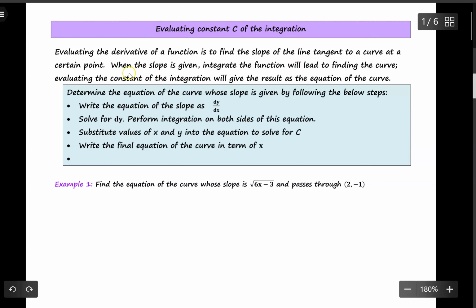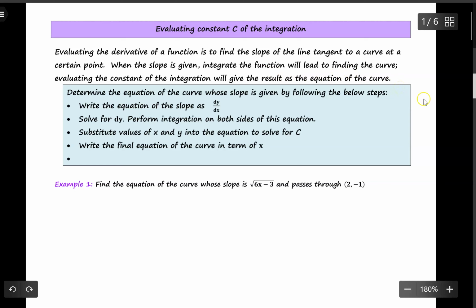And then what about integrations? Okay, so what happens when the slope is given to you? If the slope is given to you, if you integrate the function, it will lead to finding the curve. So evaluating the constant of the given integration will give the result as the equation of the curve.